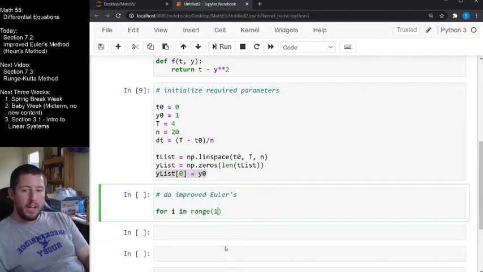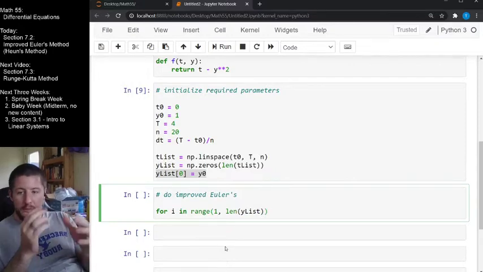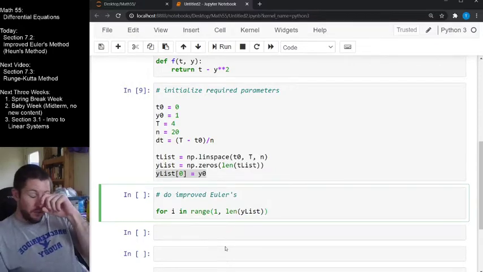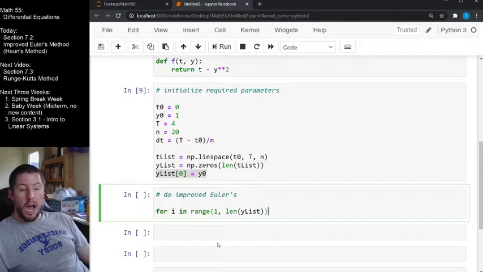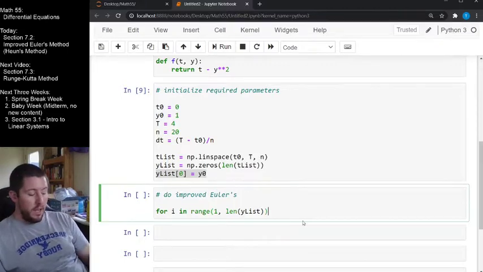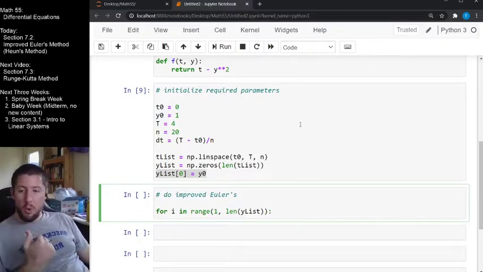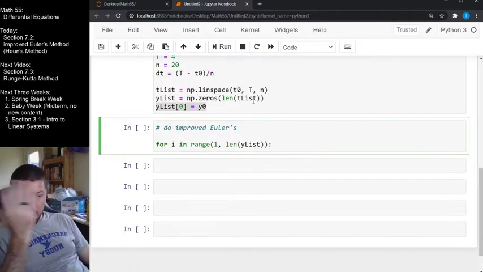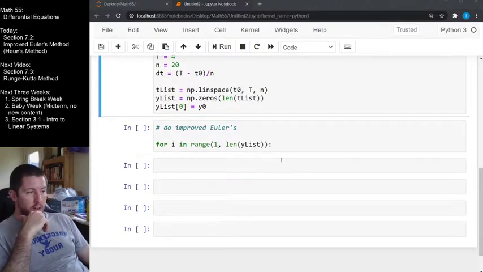So I'm going to start my range at one. How far do I want to go? However long the y list is. That's the start and the stop for how many passes through this thing I want to do, right? So our I value is going to start at one. It's going to end at one fewer than the length of the y list, which will be perfect for the indices that we want to use here, right?